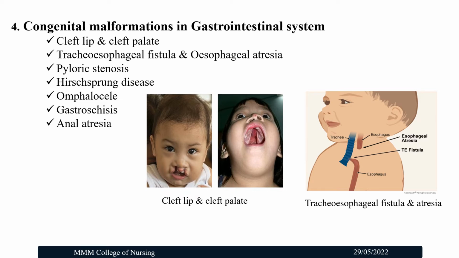It's an abnormal opening or slit in the upper lip and the roof of the mouth, that is called the palate, or both the lips and the palate. It is a facial malformation. And about the tracheoesophageal fistula and atresia, it is an abnormal connection between the esophagus and trachea. Esophageal atresia means an absence of the opening in the esophagus.